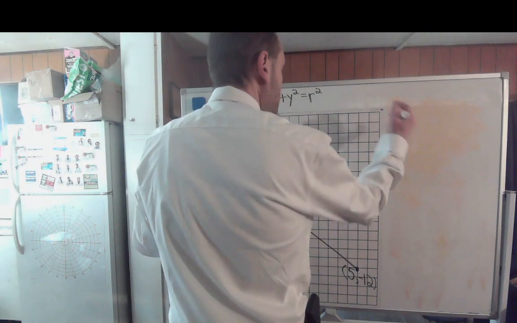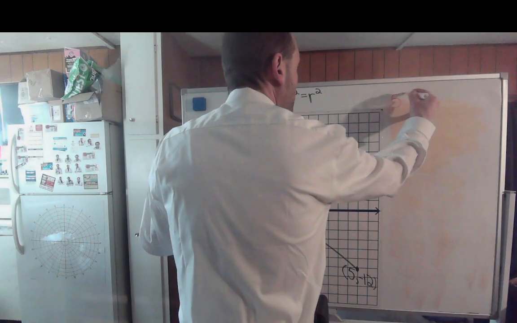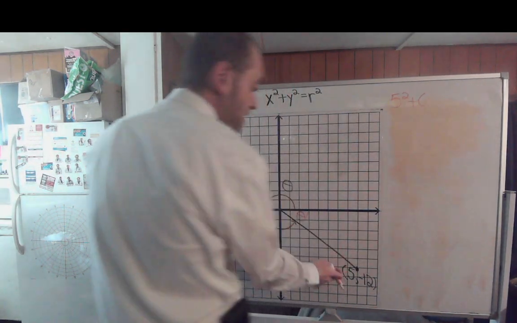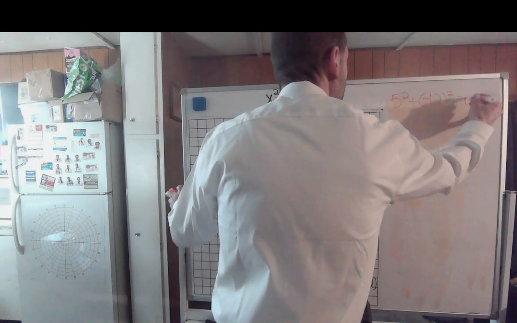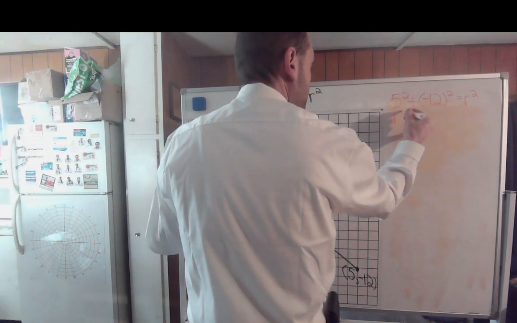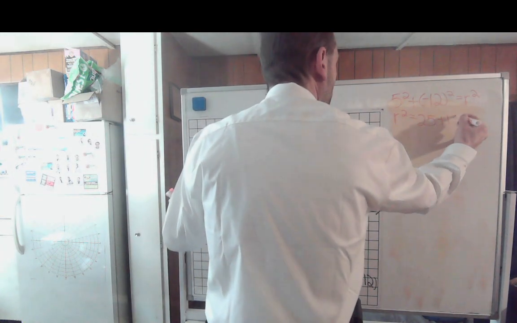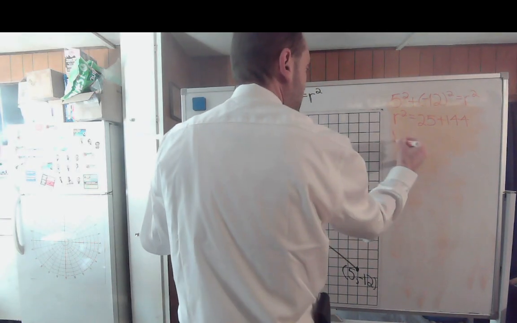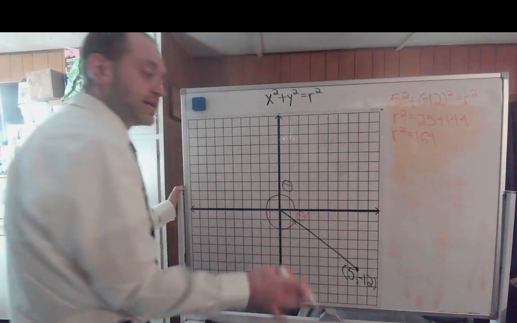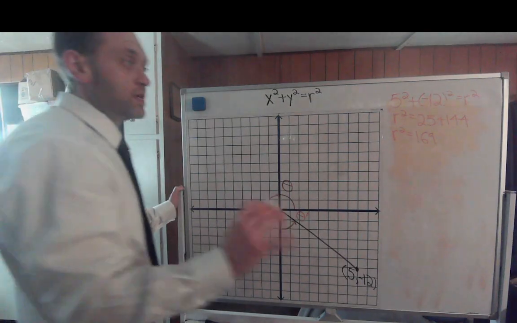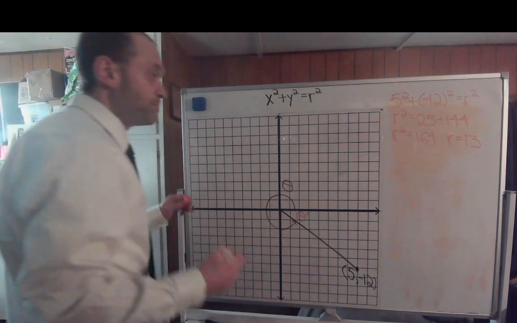So again, you're going to have that x squared, so that's going to be 5 squared, plus you have a y value of -12, so plus -12 squared equals r squared. So you're going to get that r squared equals 25 plus 144, which means that r squared equals 169, and your radius, no matter what quadrant you're in, is always positive. So you'll end up getting a radius of 13.